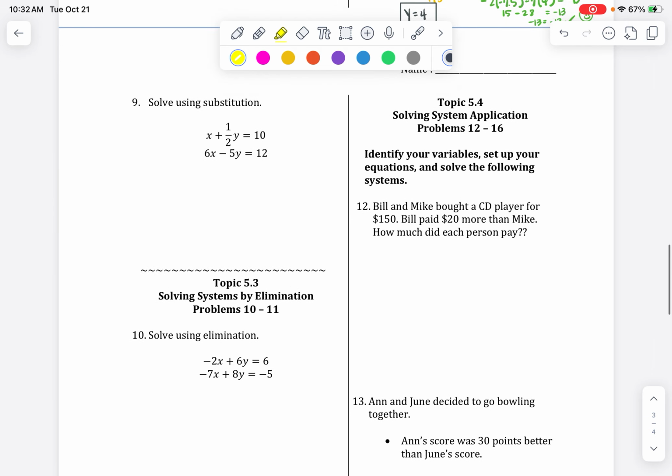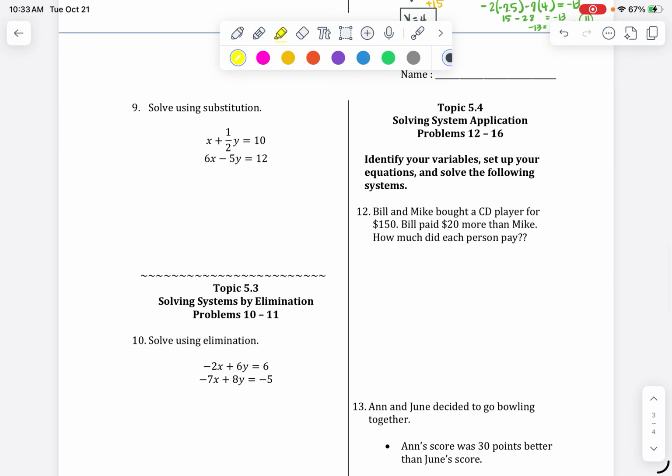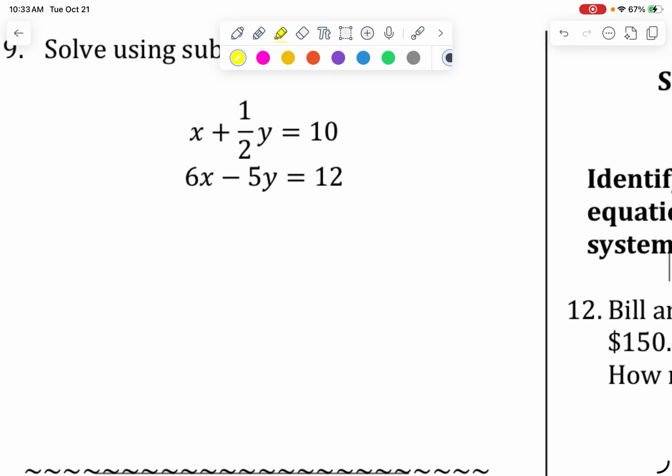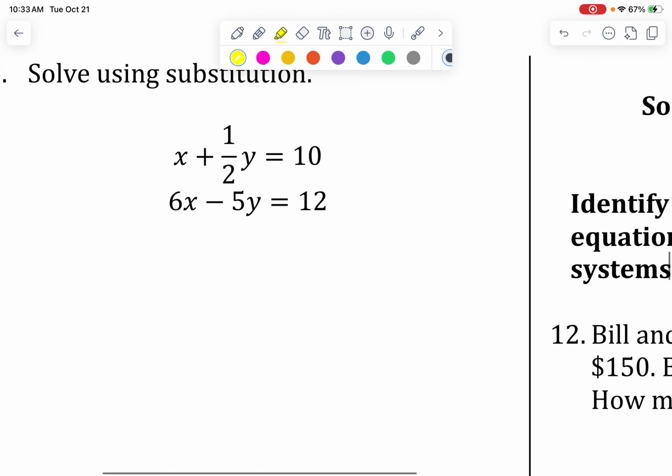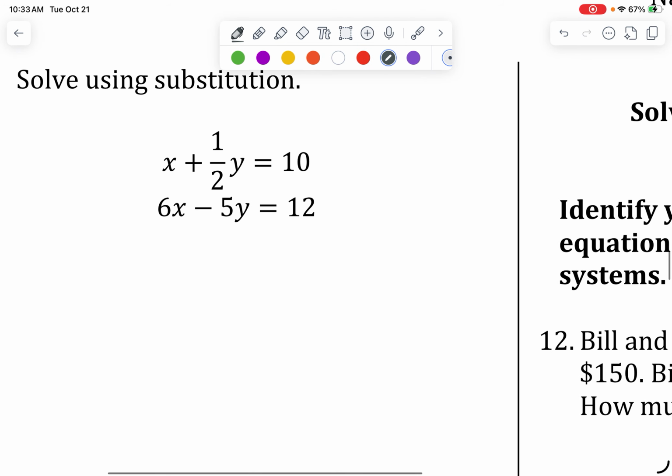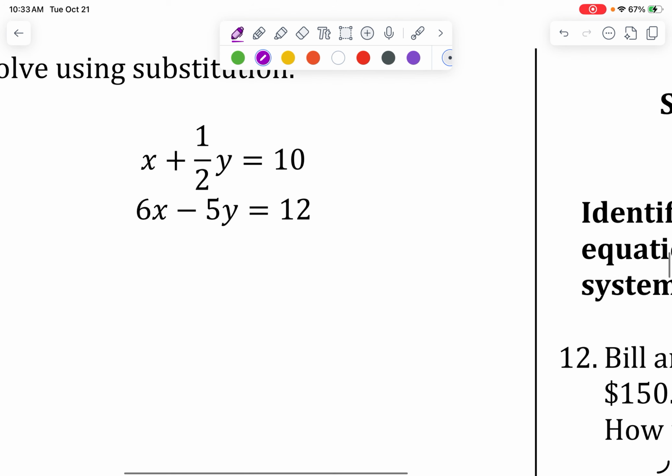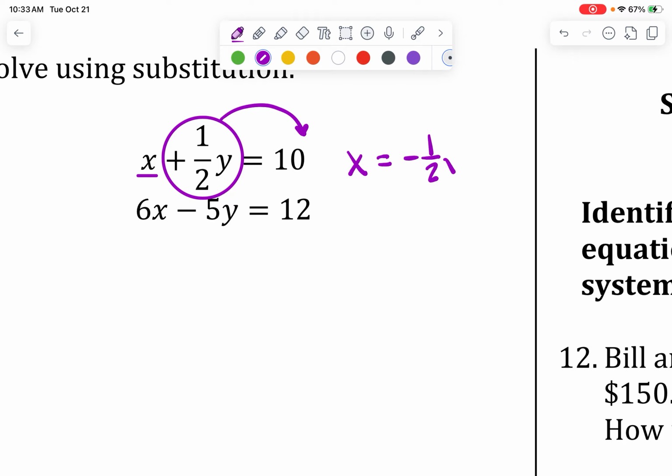All right, here we go. Solve by substitution on number 9. Well, this one looks oh so fun. Okay. We didn't really have any where we had to do fractions, but that's all right. I'm totally going to solve for this x because he's almost by himself anyway. I just need to move this positive 1/2 y to the other side. So that's going to give me x equals negative 1/2 y plus 10, or 10 minus 1/2 y. It doesn't really matter where you put it.